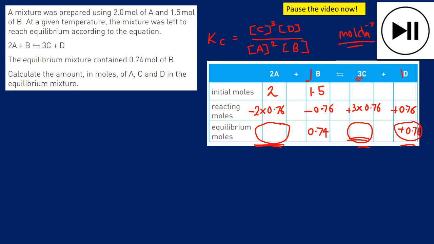And if we had the volume, which we don't here, we could then turn into equilibrium concentrations, and we could actually calculate the value for Kc, because we would know the concentration of C to the power of 3 multiplied by the concentration of D divided by concentration of A squared multiplied by concentration of B. So you can see how once we can do this table, we can take it a step further and actually calculate values for Kc. So I recommend that you work under a balanced equation and almost visualize a table as we've done here. So initial moles, the reacting moles, and then the equilibrium moles.